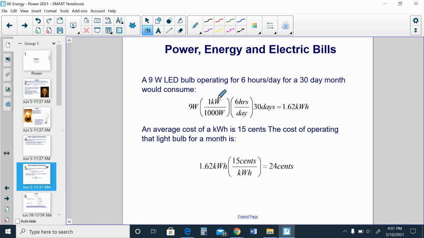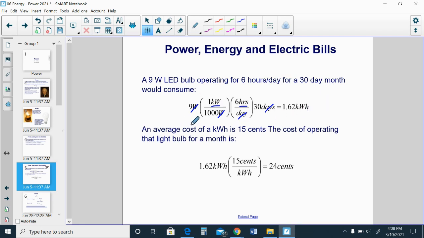So there's 1 kilowatt in 1,000 watts, and then multiplied by the 6 hours in a day, and times 30 days. What you notice here is we have watts canceling out and days canceling out, leaving you with the kilowatt hour. So in this example, it is 1.62 kilowatt hours to operate this particular bulb 6 hours a day for a 30-day month.